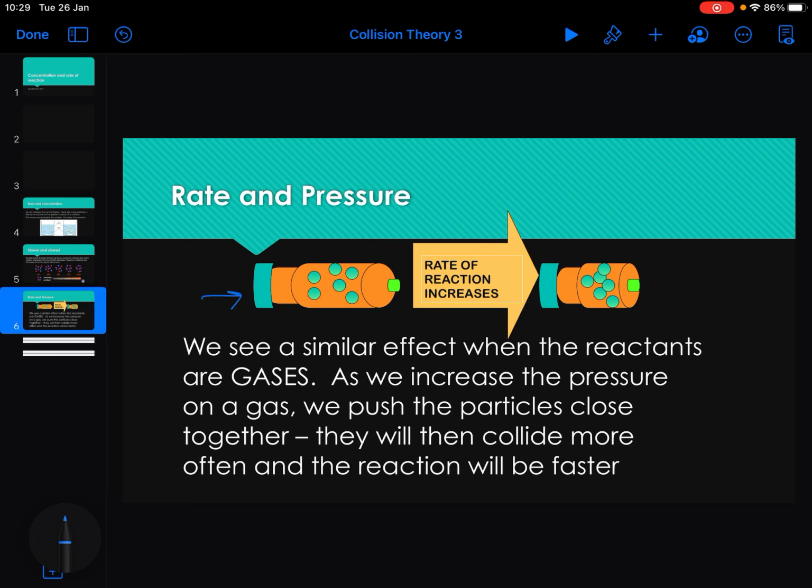So can you look at the diagram at the top? On the left-hand side, you have a low pressure. The particles have lots of space to move around, so they don't collide very often, which means a low rate of reaction. On the right-hand side, they've squashed, this is like a syringe or a plunger, and they've squashed it together. So here you've got a much higher pressure. The particles have less space to move around, so they collide more often, so they have a high rate of reaction. And hopefully that's it.